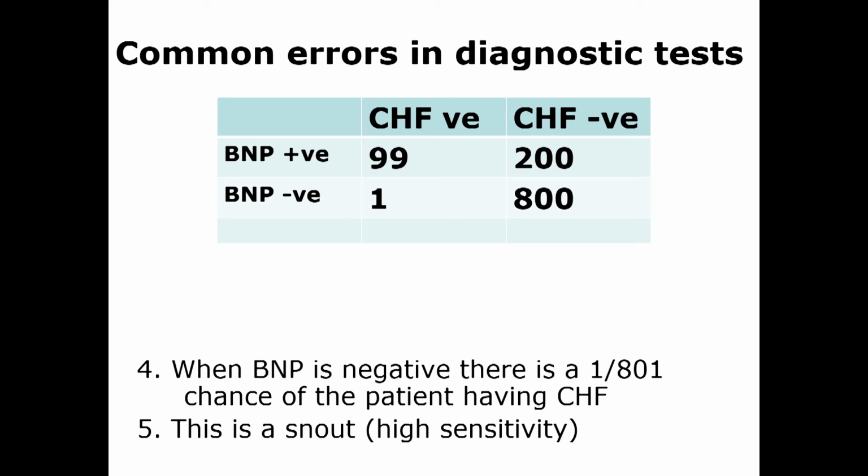And you can see on this 2x2 table, the two columns are congestive heart failure positive, congestive heart failure negative. You can see that when the BNP is negative, very few people have heart failure. Most people don't have heart failure. So this is known as a SnOut.